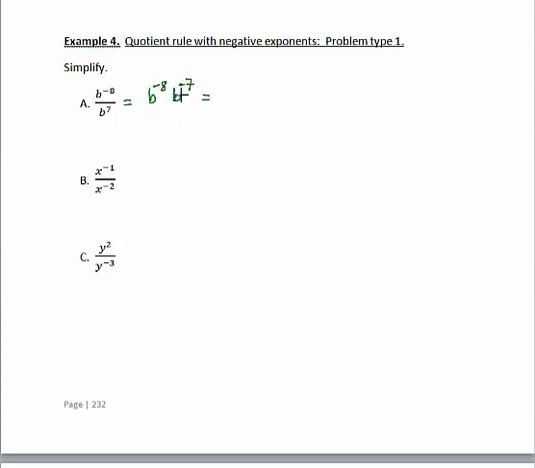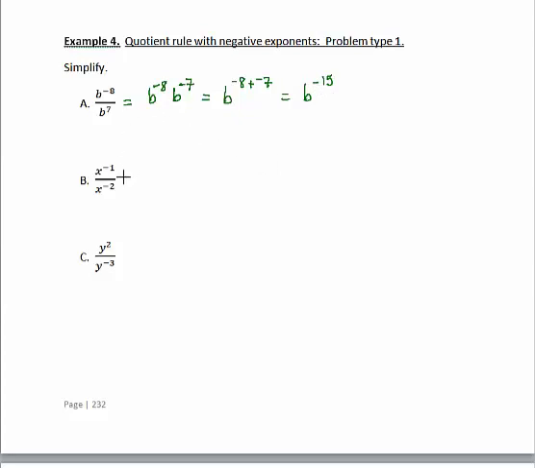So now we have a b times a b, and we apply the product rule, which says that we add the exponents. So we say negative 8 plus a negative 7, which works out to be the same as subtracting the 7 as we originally did. We get a b to the negative 15. A negative 8 plus a negative 7 is a negative 15.